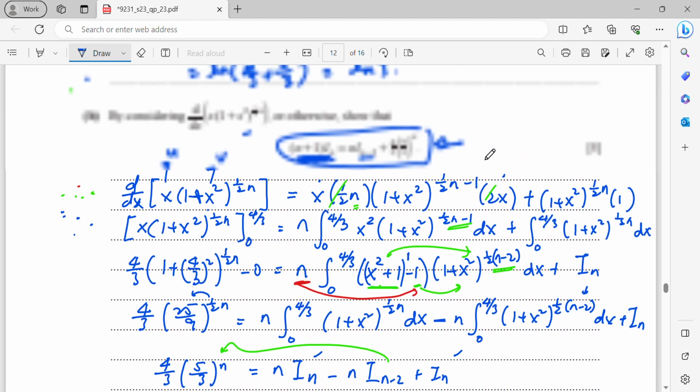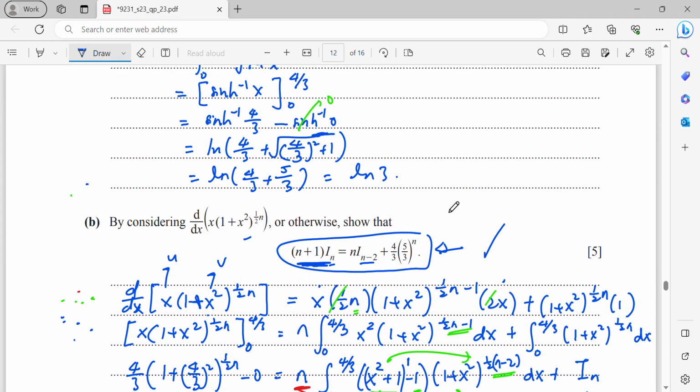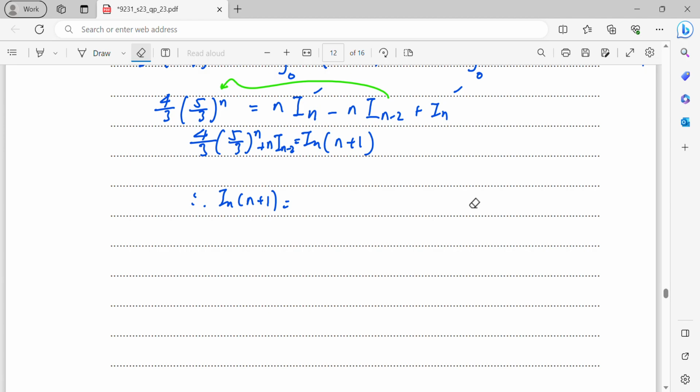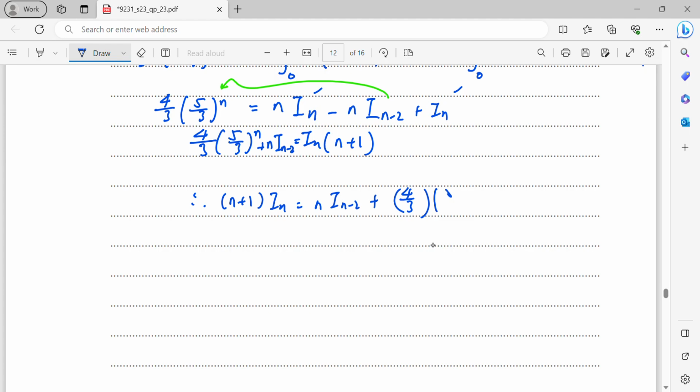Okay, and now I just need to rewrite in this order. So I will write here n plus 1 In, just write in the given order, equals to I n minus 2 plus 4 over 3 times 5 over 3 to the power of n. So this is the solution.